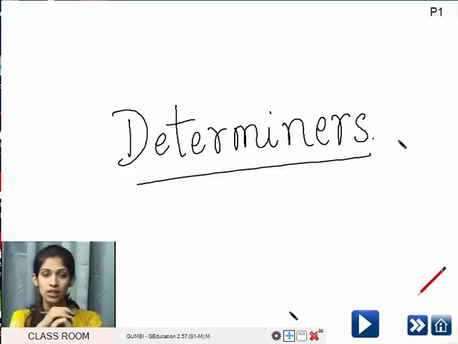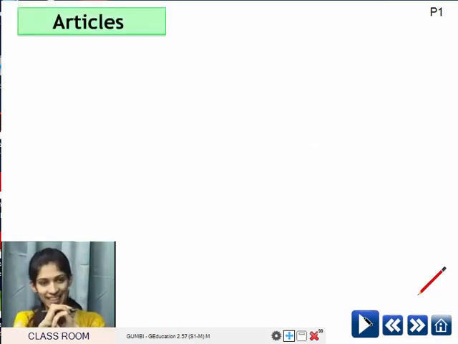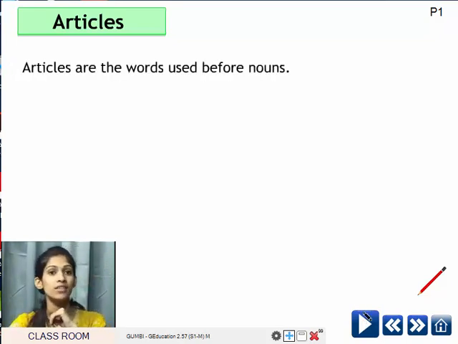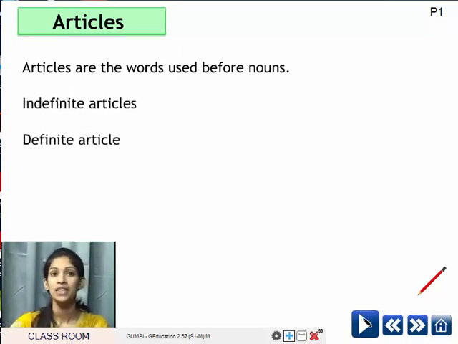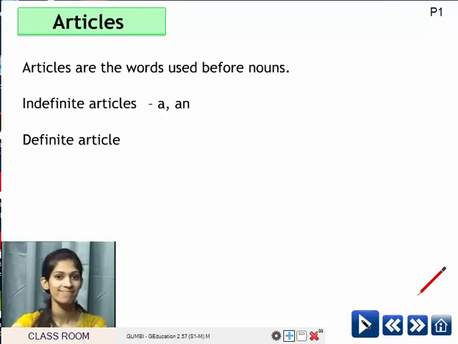Before we say what determiners are, first let us recall what articles are and what nouns are. Tell me children, what are articles? Yes, very good. Articles are the words used before nouns. There are two types of articles. Which are they? Yes, indefinite articles and definite article. Which are the indefinite articles? Yes, a and an are indefinite articles. And which is the definite article? Good. The is the definite article.